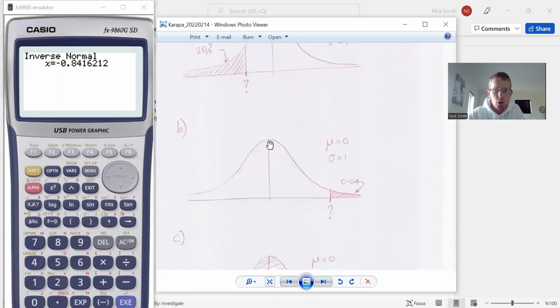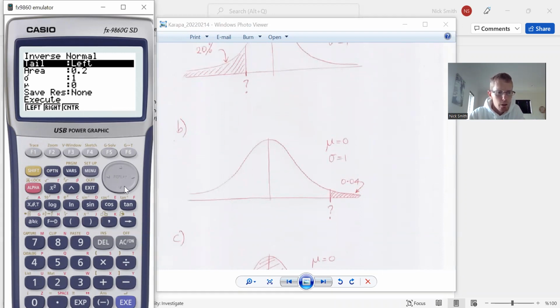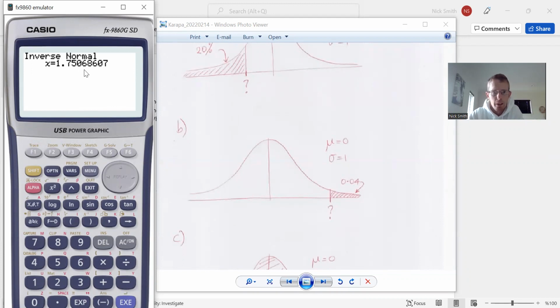All right, we'll move on to the next question. This one has again got the same mean and standard deviation, so I will exit from here and check that my mean and standard deviation are what I want. I'll change my area this time. It was given to us as a decimal, which is nice. And we're going to make that 0.04 for the area. And this time it's on the right-hand tail. So we're going to change the tail to the right, which would be F2 there. Switch that to right and then execute. And that'll tell us a number. So this time our value here is 1.7507, if we round that off.